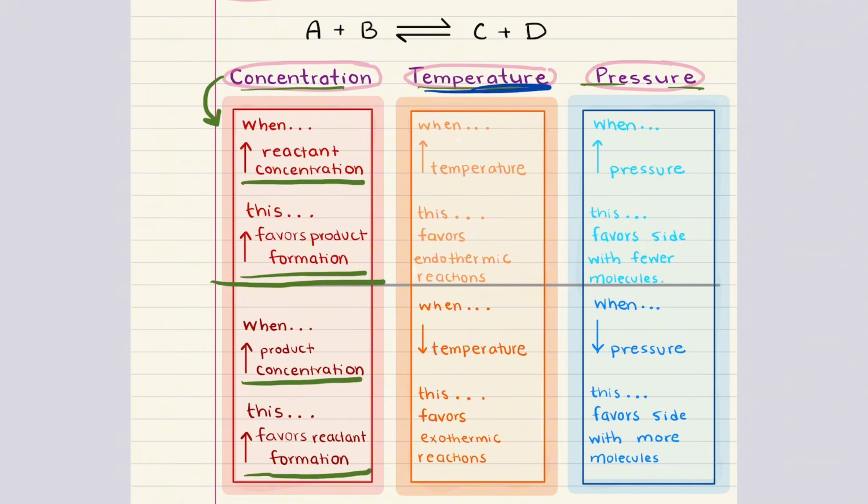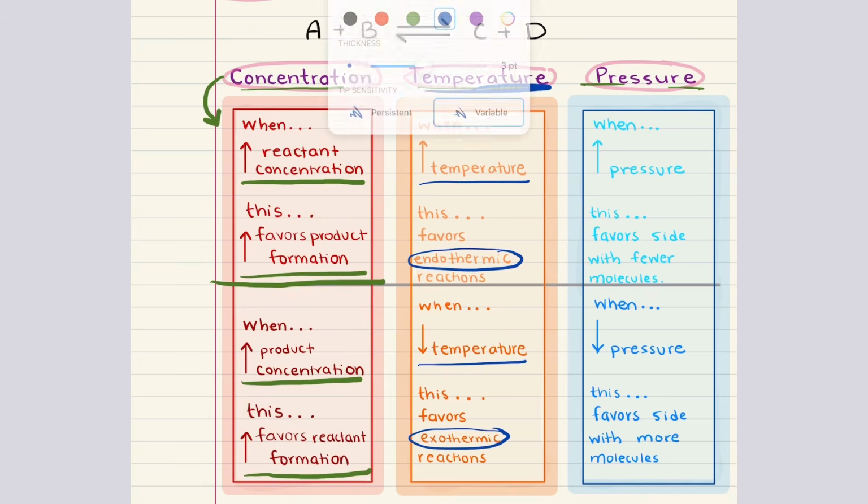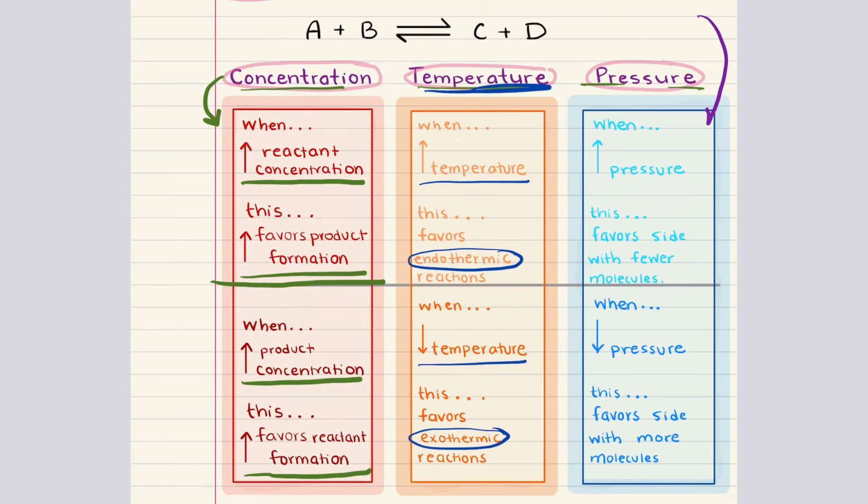For temperature, increasing temperature favors endothermic reactions, and decreasing temperature favors exothermic reactions. Finally, for pressure, increasing pressure favors the side with fewer molecules, while decreasing pressure favors the side with more molecules. Now, the statement of each of these points is very surface level. So I want us to spend time really exploring specific changes and their results using example reactions.